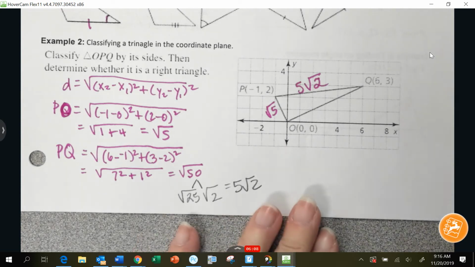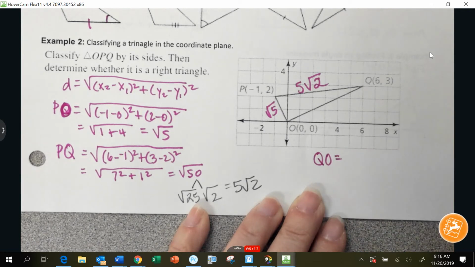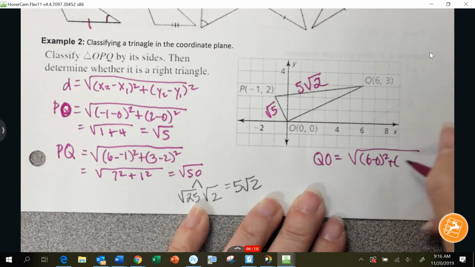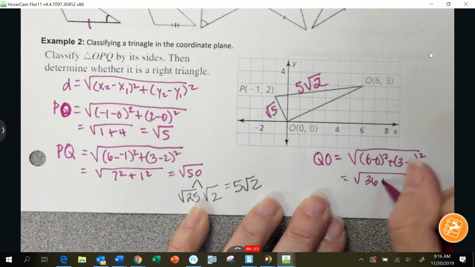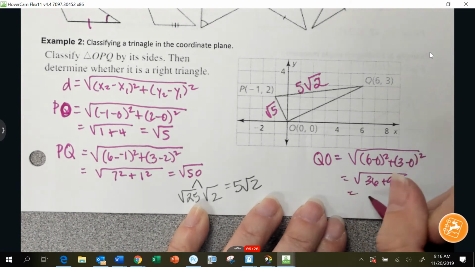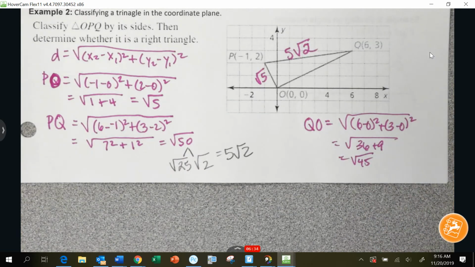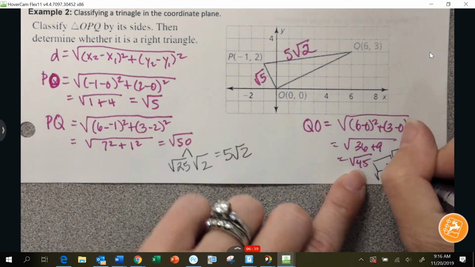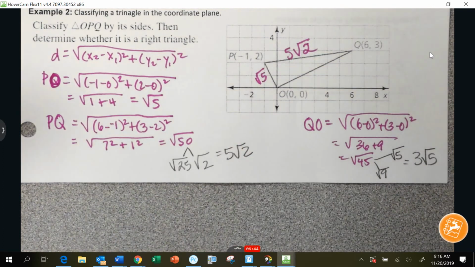And then the third side, QO or OQ. This one's really easy. 6 minus 0 squared plus 3 minus 0 squared. So we got 36 plus 9. Is that 45? Did I do my math right? Does that break down? Okay, to what and what? Square root of 9 and square root of 5, which gives me 3 square root 5.